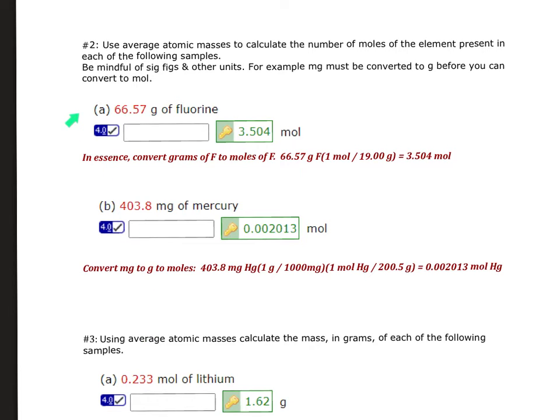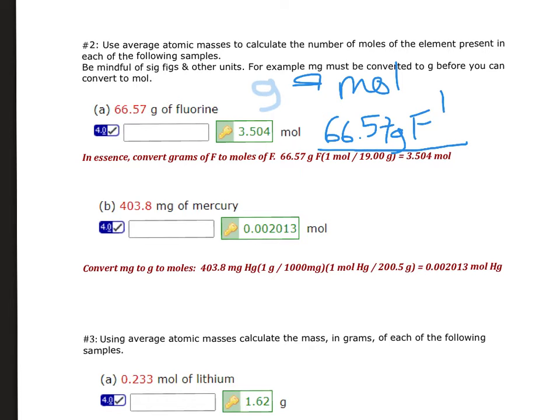But let's go back to A. It says 66.57 grams of fluorine, and we want to change those to moles. So we're going to go from grams to moles, so G to M. So we'll have 66.57 grams of fluorine. I like to write the element in there because it tells me where to go look for it on the periodic table. I'm doing my little railroad tracks. This is a one-step problem. I'm going to repeat the grams down here, and it's fluorine because I'm going to cross them off. I'm getting rid of that unit, and I can go directly from grams to moles.